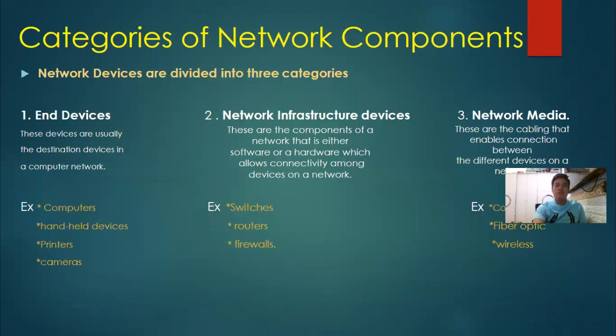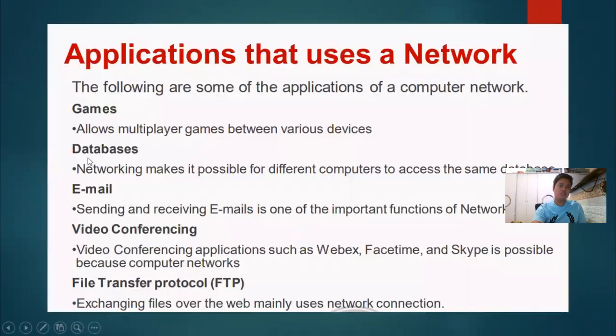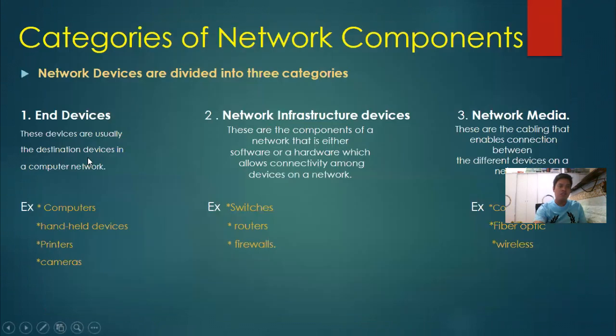So we have categories of network components. Network devices are divided into three categories. One is end devices, the second is network infrastructure devices, and the third is network media. End devices are usually the destination devices in a computer network. Examples are computers, handheld devices, printers, and cameras.